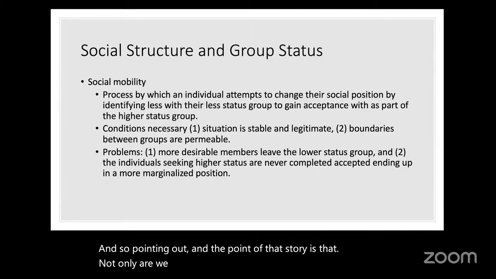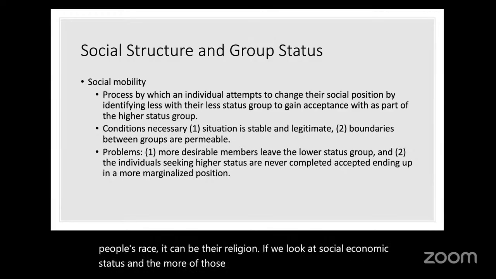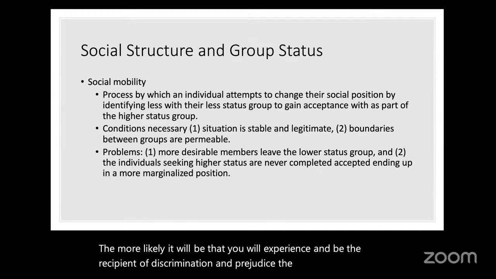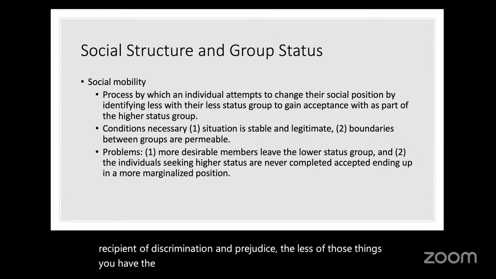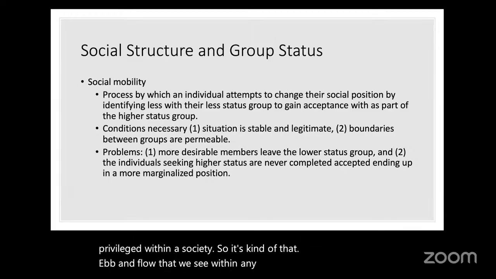The point of that story is that not only are we prejudiced and discriminatory based on people's race, it can be their religion. If we look at socioeconomic status, the more of those you have, the more likely you will be the recipient of discrimination and prejudice. The less of those things you have, the more likely you'll be of what is known as the privileged within a society. So it's kind of that ebb and flow that we see within any given society.